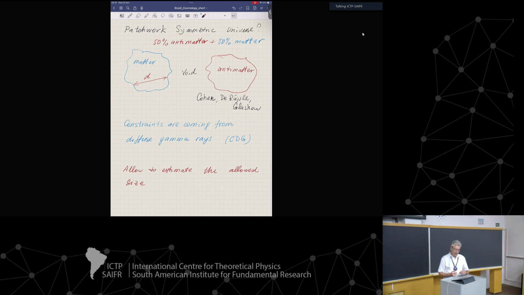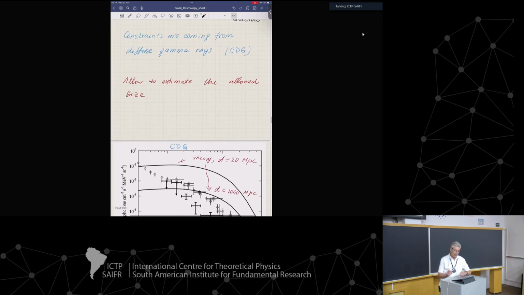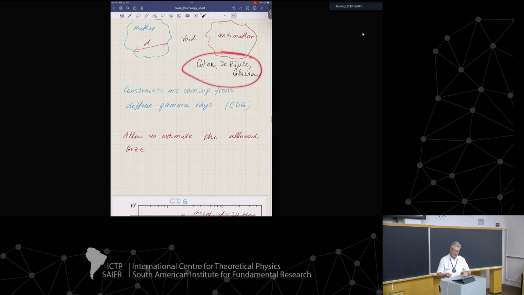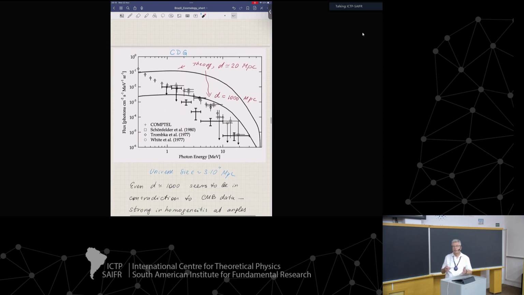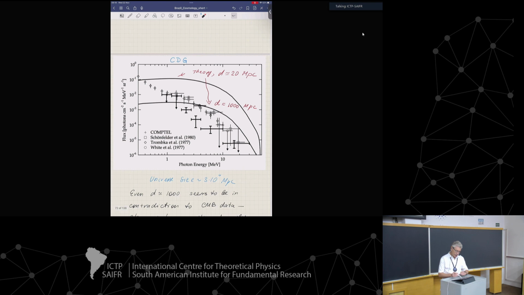Then you can take this type of picture and try to understand what the typical sizes of all these structures should be so that it doesn't contradict observations. Here is the picture from the work of Cohen, De Rujula, and Glashow, who analyzed this possibility: 50% baryons, 50% antibaryons. This axis is the energy of photons, and this axis is the flux of the photons. These are experimental points derived from different observations, and these are theoretical curves.